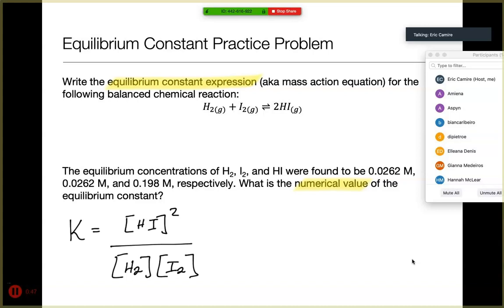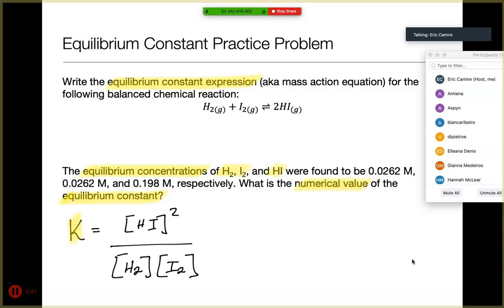And now it's asking me to find the value. So if I read what it's asking, what is the numerical value of the equilibrium constant? That's what I'm solving for. And if I read through the problem, it says the equilibrium concentrations. Remember, these are the concentrations of H2, I2, and HI that in their proportions will be at equilibrium. And that means those concentrations will stay that way literally until the universe ends, unless you act on that system.